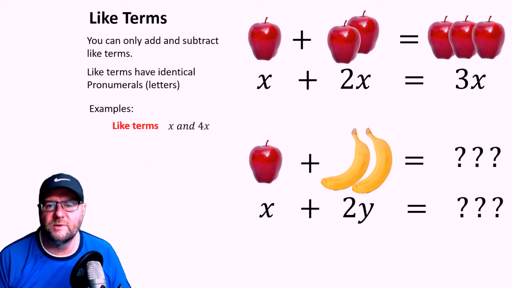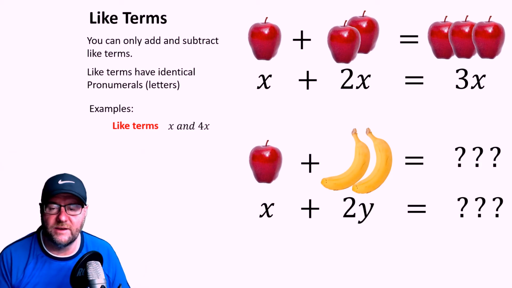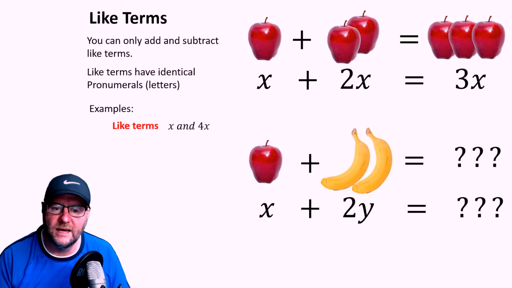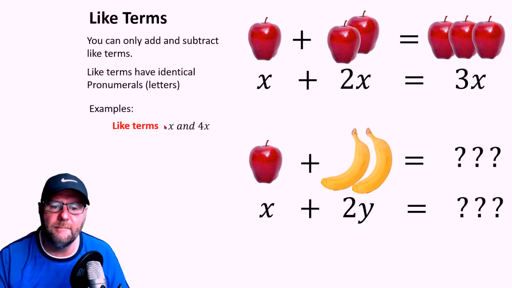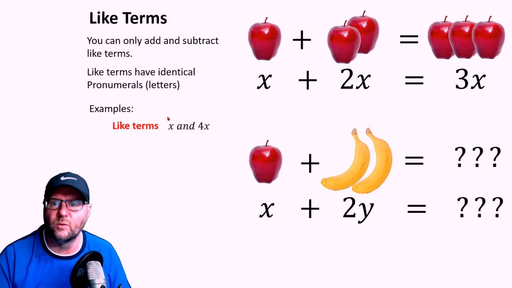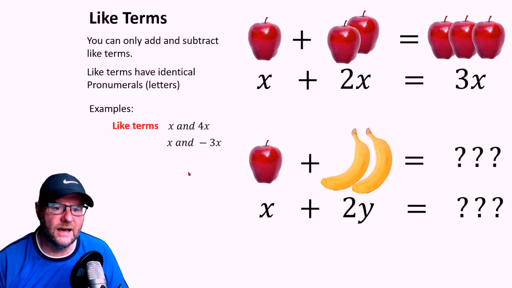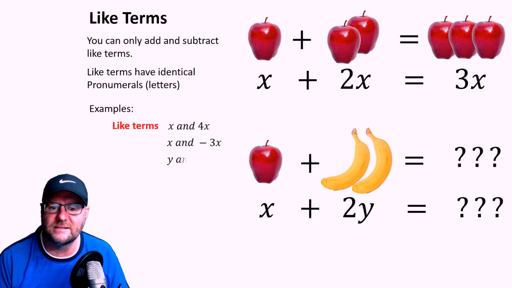Some like terms would be x and 4x, because if I added x and 4x, I'd end up with 5 x's. 1x, and you'll notice that we don't put the number in algebra. If you don't see a number in front of a letter, assume there's like an invisible 1 there. So 1x, and add another 4x to get me 5 x's. X and negative 3x are like terms because the letter is the same. X is the same in both of them. Y and 10y are both like terms.